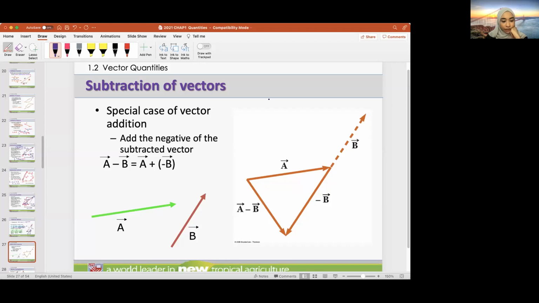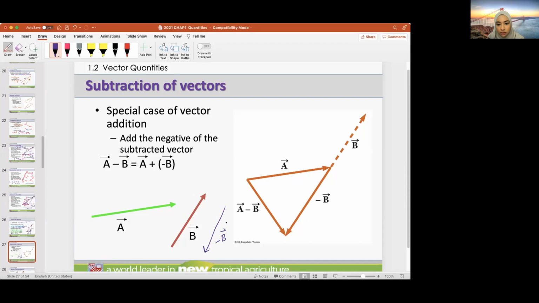Special case of vector addition. Okay, so we have two vectors here, vector A and vector B. We talked about the addition of vector, tip to tail, and we can also use law of triangle. What if they want you to subtract vectors? So A minus B vector. I have these two vectors. What do I do? I just flip it. Flip B the other way round. So this becomes minus B vector.